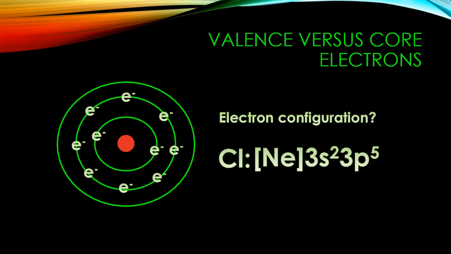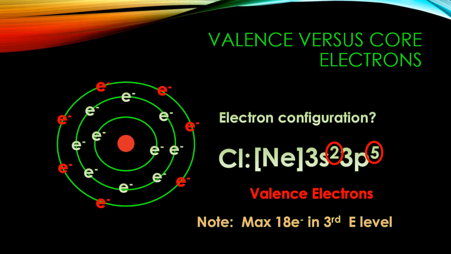Now that we have the shorthand configuration for chlorine, let's take a look at these last 7 electrons. Where are we going to put them? That's right, in the third energy level. And what do we call those? Valence electrons. You should note the third energy level does hold a maximum of 18 electrons.